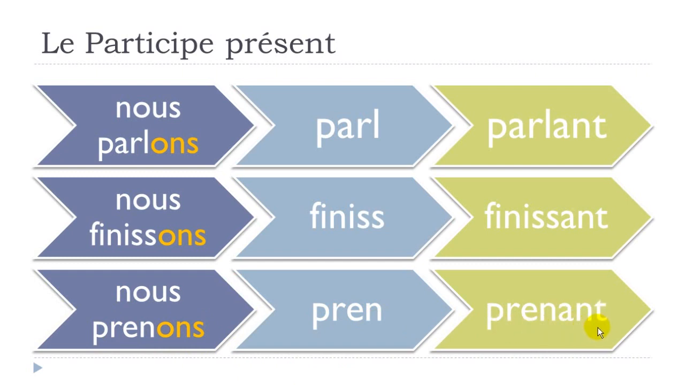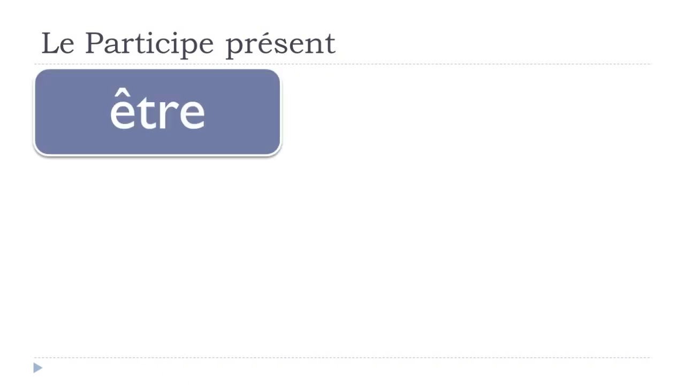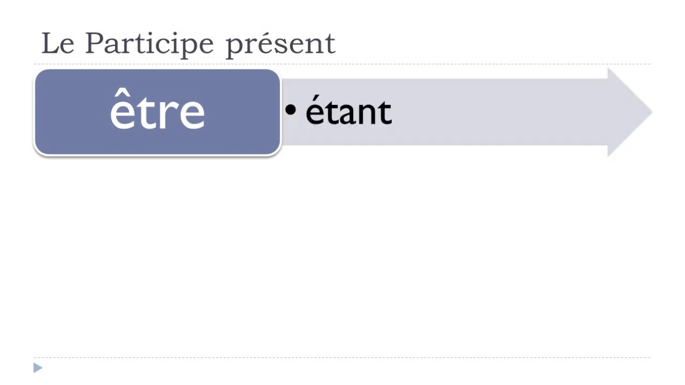Alright, so it's actually quite easy to make, especially if you master quite well the present tense. Normally at this level, you should. Okay, so let's see. Nous parlons, so you get parl, and participe présent, parlant. Nous finissons, finiss, and then you will get finissant. Then nous prenons, pren, prenant. Alright, but then of course, you know now French language, and we've got exceptions. But the good thing is that we've got only 3 exceptions. The first one is être, and it will give you étant.